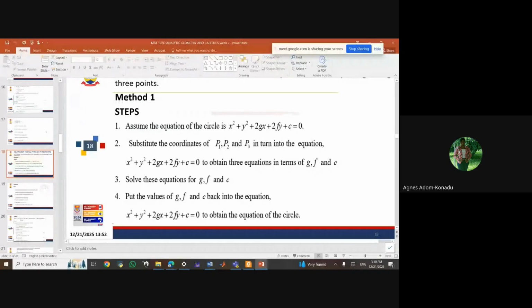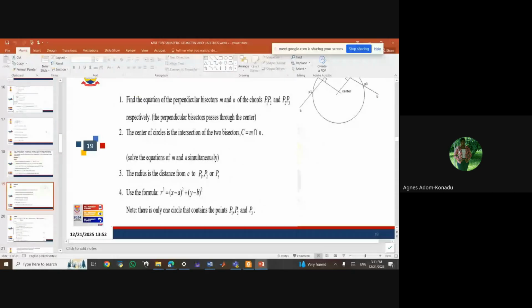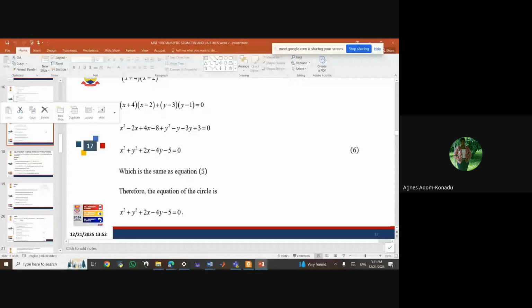Then you have to solve for your G, F, and C using any method that you know. You solve simultaneously by elimination, by substitution, by any method. So your aim is to get the values of G, F, and C. Then after getting them, you go back and substitute them into x squared plus y squared plus 2gx plus 2fy plus c equal to 0, and that is the equation of your circle. So that is the first method.